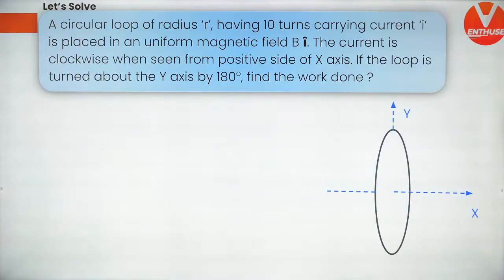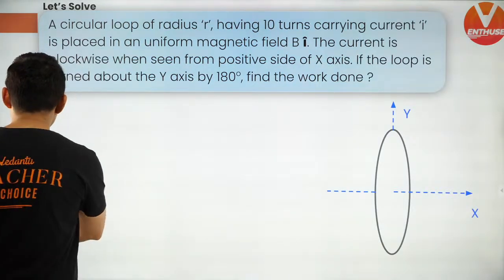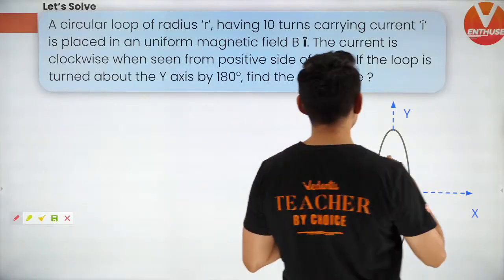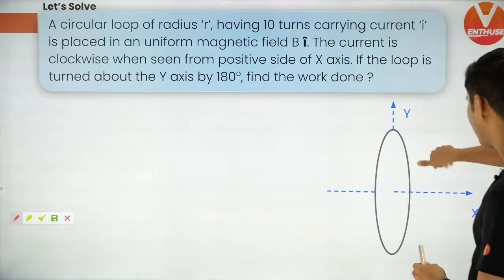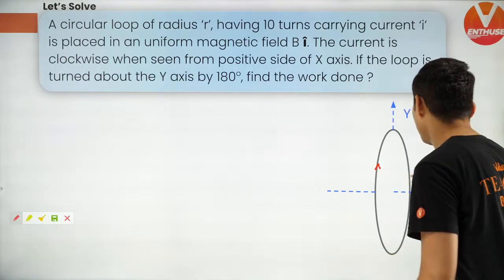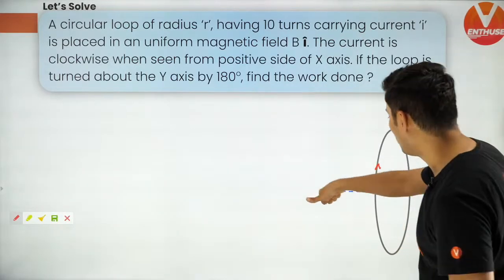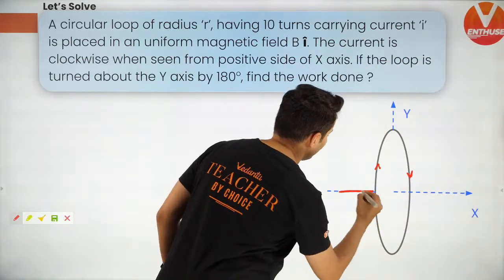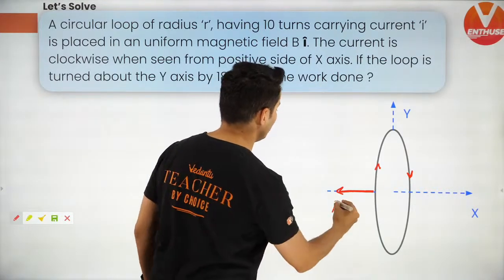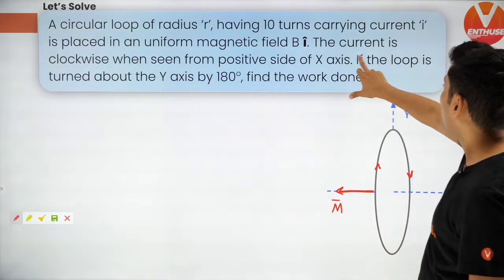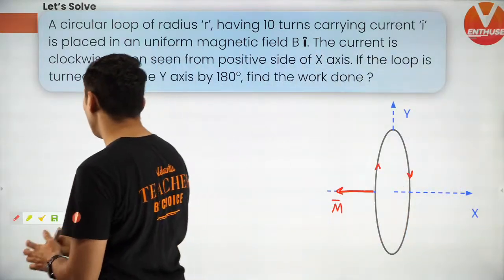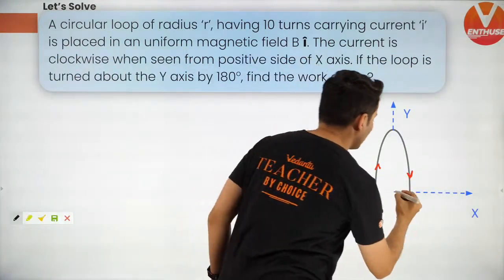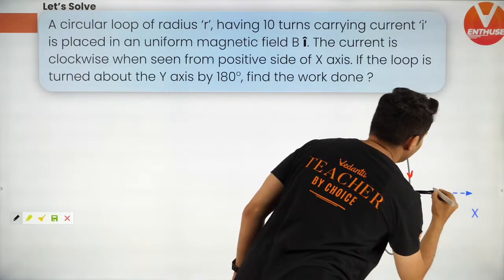Alright, so let's see what the correct answer is. Now again, look at it from the top, things will be very easy. See guys, the loop, when seen from here, the current is clockwise. So the current is going like this, clockwise. That means the magnetic dipole moment should be here. Now, where is the magnetic field? The magnetic field is here. M and B are opposite to each other. So B is here.